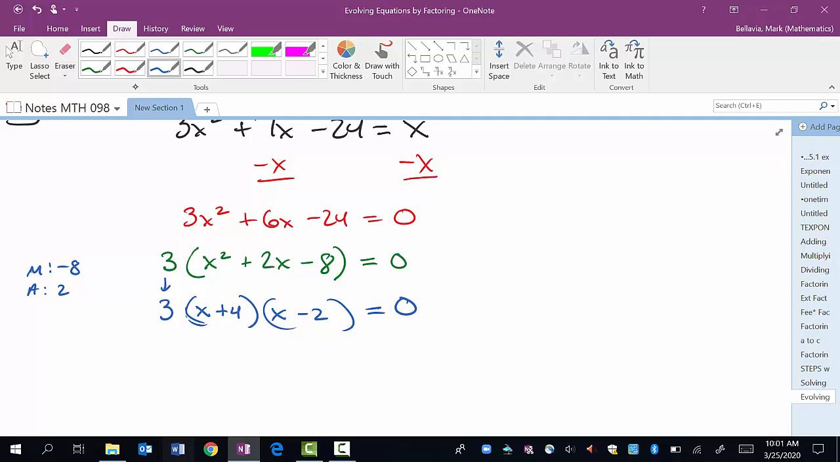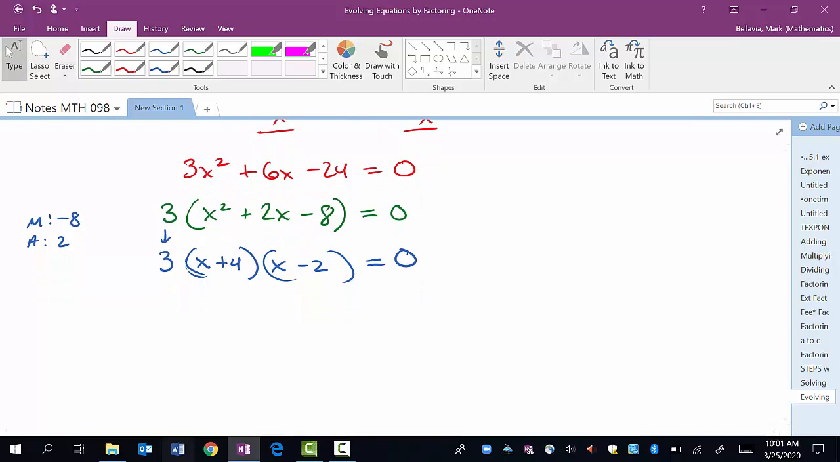Once you're here, remember what we said. You want to set each factor containing a variable equal to 0. Now, 3 is a factor, but does 3 equal 0? Well, that doesn't really make sense, right? You don't even have to really deal with it. If there was a variable with it, you would, but 3 doesn't equal 0. You don't even have to use it. 3 is not part of your answer. Sometimes at the end of the problem, people try to throw 3 in there. 3 is just there because it's a GCF in front, but since it's a constant, 3 could never equal 0.